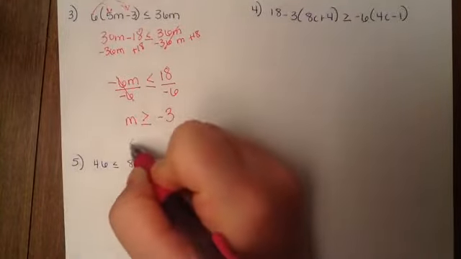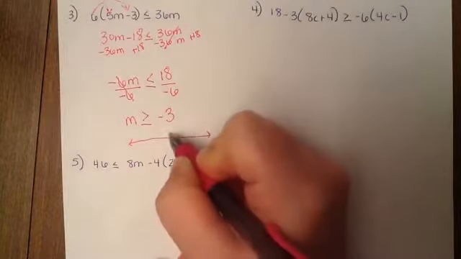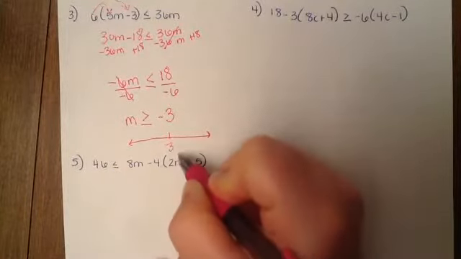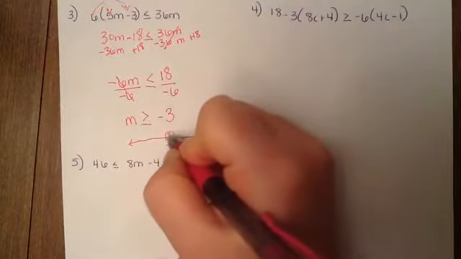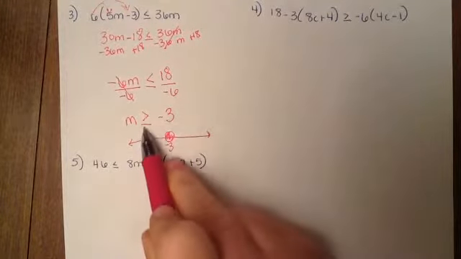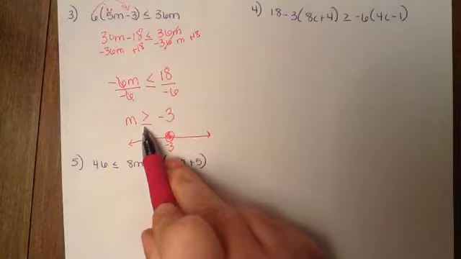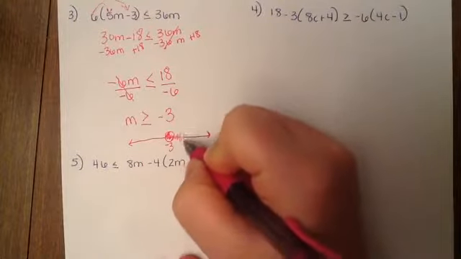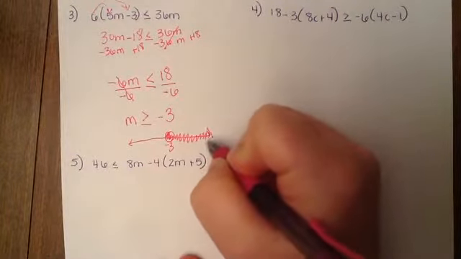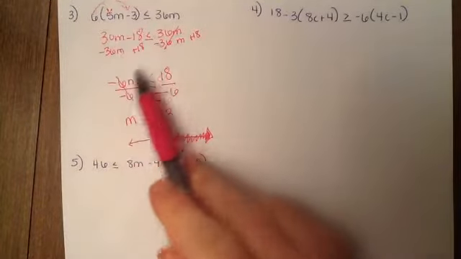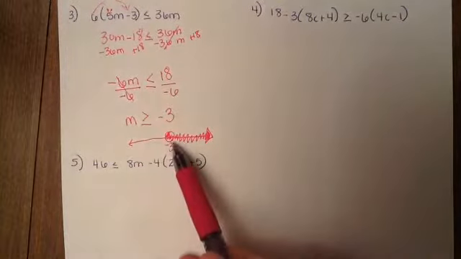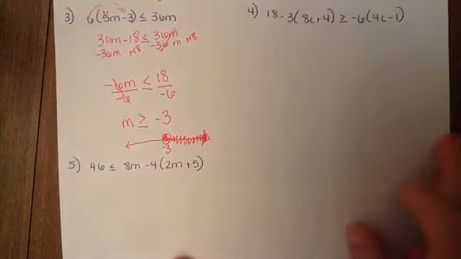When you graph this, what type of circle do you have on negative 3? Closed. And based off our inequality, which way do we shade? To the right. Distribute, solve for our variable, and graph and use our shading.